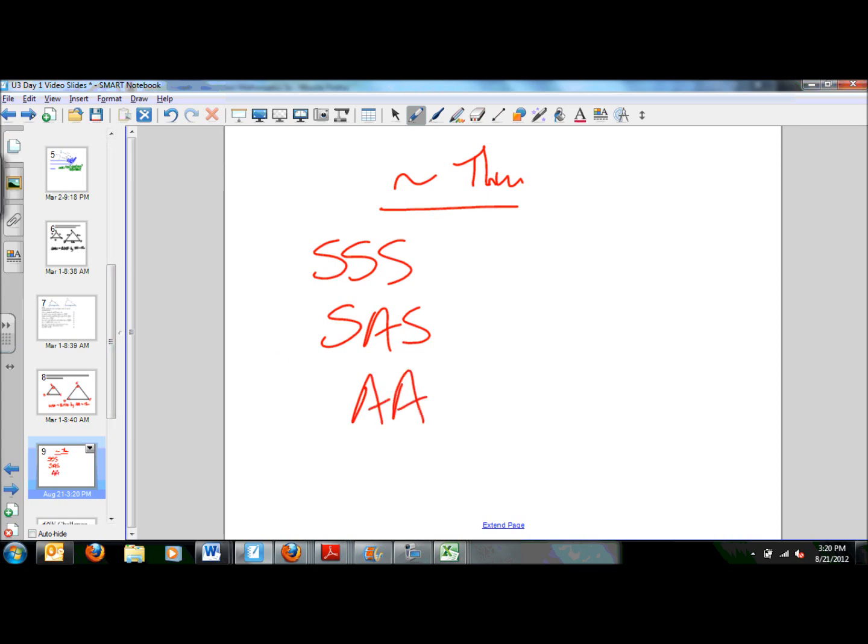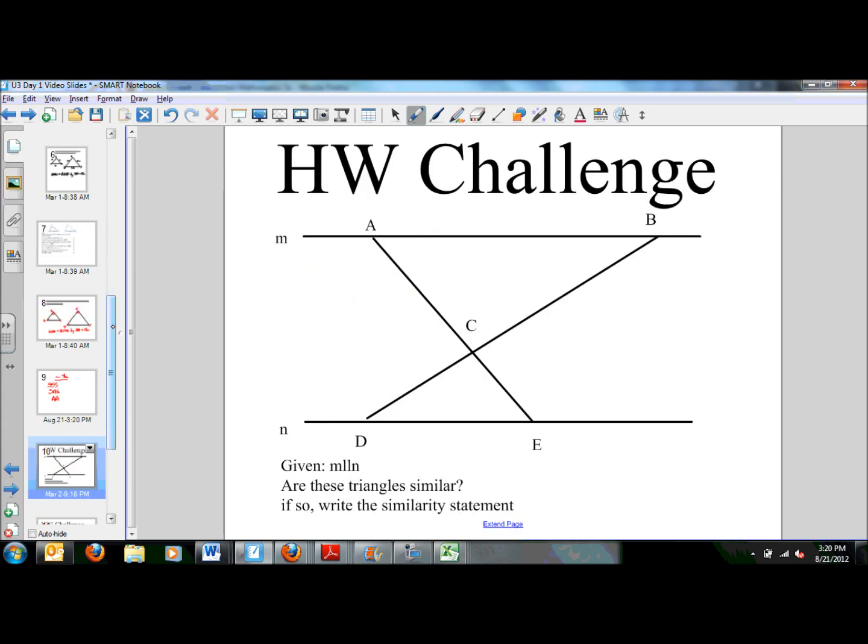Okay, here's part of your extra homework for tonight. Here's a homework challenge question. In a statement reason proof, using your givens, I'm giving you that M is parallel to N. I want you to prove to me these triangles are similar. If so, at the end, write your similarity statement. Make sure it's in that statement reason form.